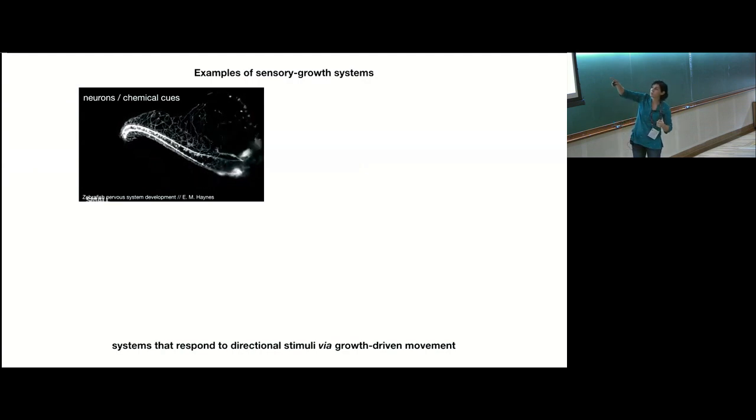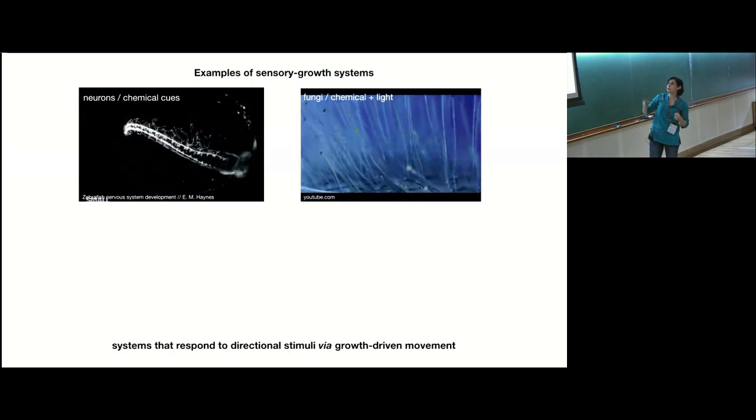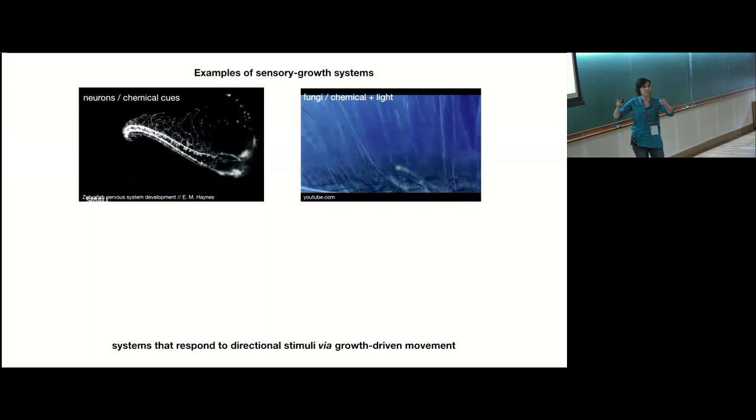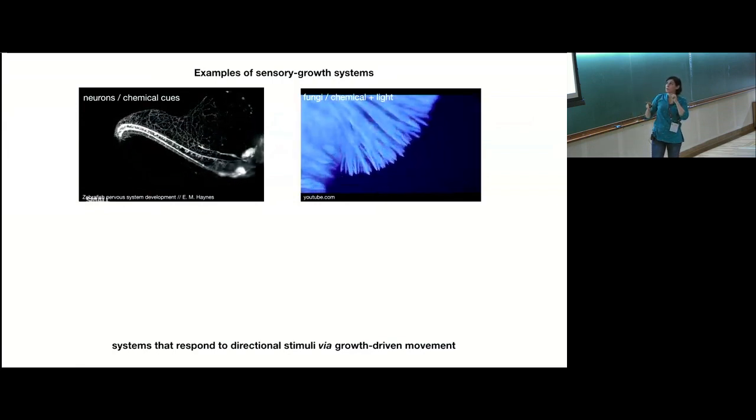And this is a movie of the development of the zebrafish nervous system, which I find very striking. Another example is fungi. In this specific movie, you can see fungi which respond to light, the direction of light, so they have sensors that tell them which way the light is coming from, and they grow towards it. And here you have fungal hypha, and they are able to detect, again, chemical gradients.